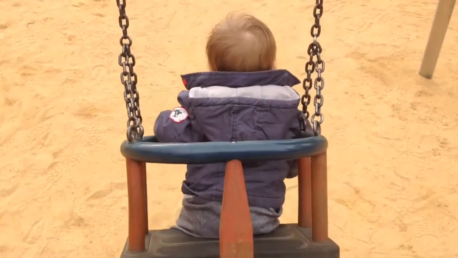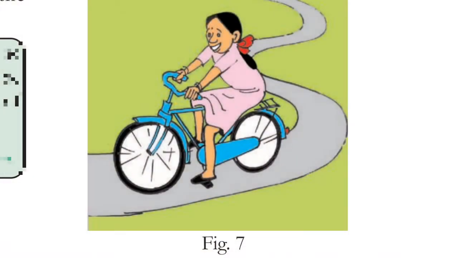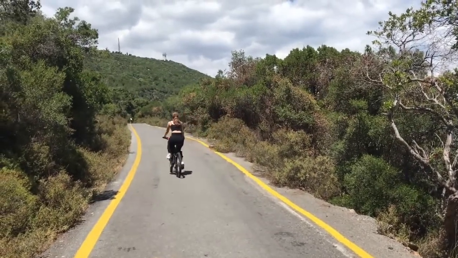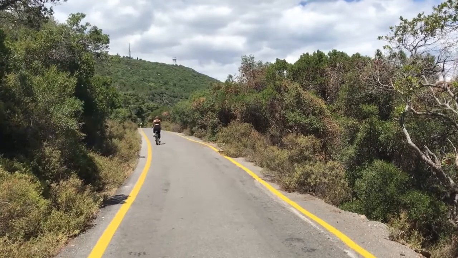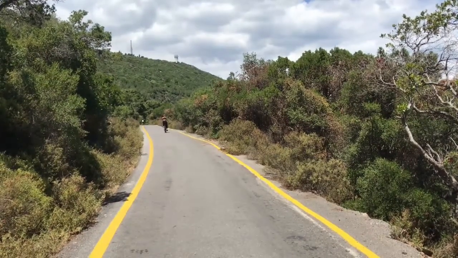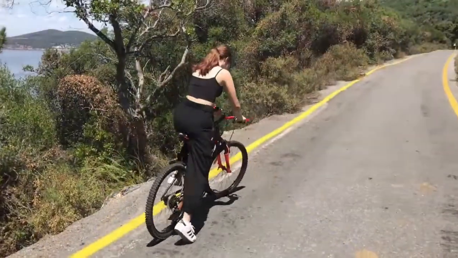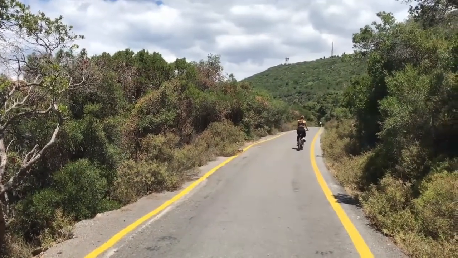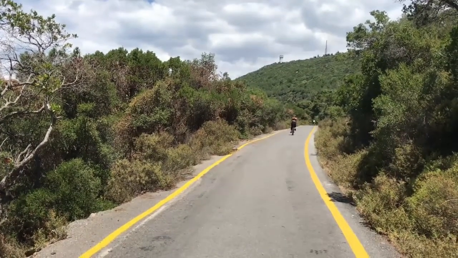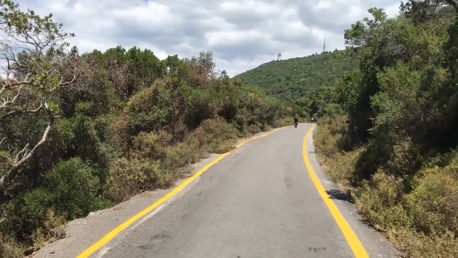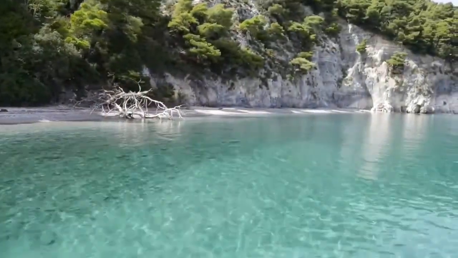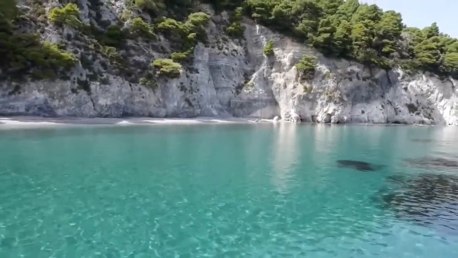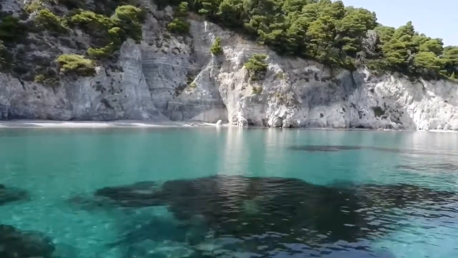If you take another picture, figure 7, the girl on the bicycle is, what do you say? At rest with respect to the road or in motion with respect to the road? She is in motion with respect to the road. And she is at rest with respect to the bicycle. Yes or no? Yes, she is at rest with respect to the cycle itself. Okay, next. This is how you can understand what is motion and what is rest. I think you got clear information about what is rest and what is motion.